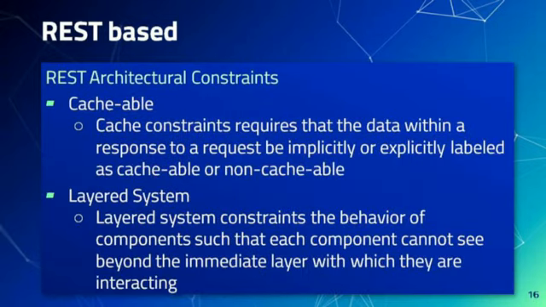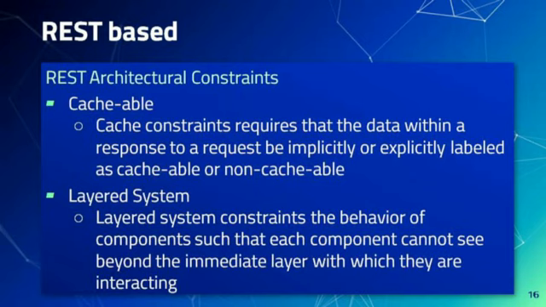The next constraint of REST API is cacheable. The cache constraint requires that the data within a response to a request be implicitly or explicitly labeled as cacheable or non-cacheable. Here, the client and server are going to communicate. While communicating, whether the data is saved in a temporary place or the data is not saved in a temporary place, that is called cacheable or non-cacheable.